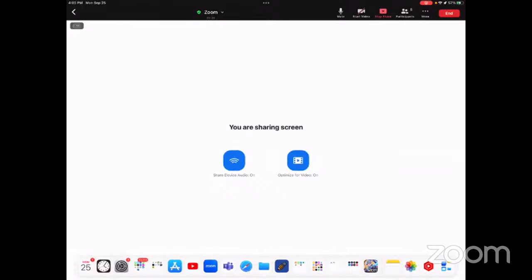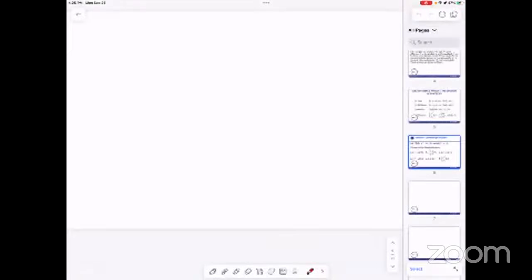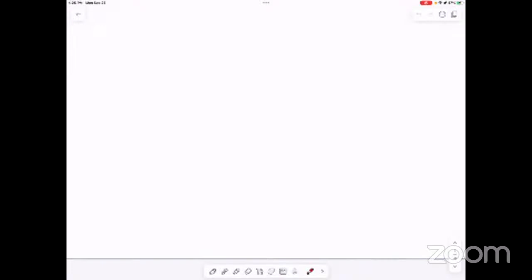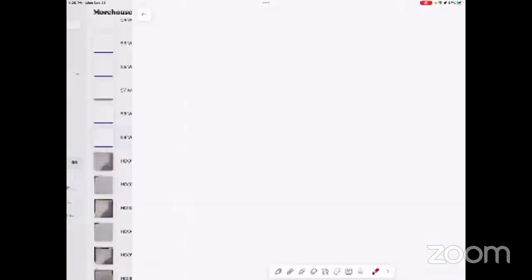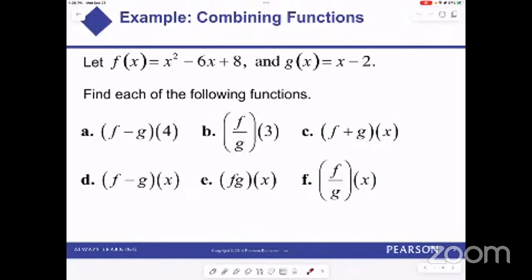Okay, so this is the example where we left off. I know it's only been 5 minutes, but this is how far we made it. All right, so this is where we left off. Okay. So given this f and this g, we're asked to find each of the following. So for A, we're asked to find f minus g of 4.